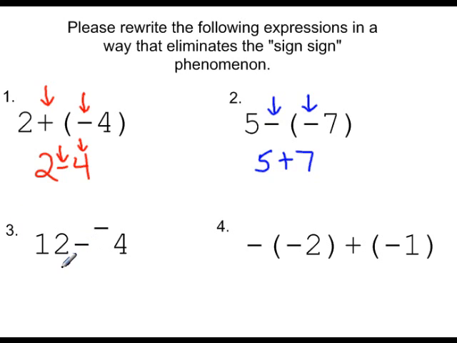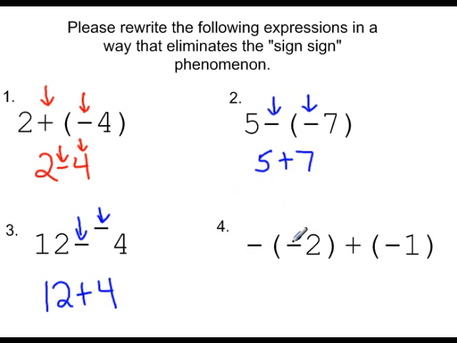Similarly here in number 3, where it says 12 minus negative 4, minus is lose, negative is bad. So if you lose something negative, that sounds pretty good. So I think that's going to be 12 plus positive 4. I didn't have to write that little positive sign because we don't tend to write them.